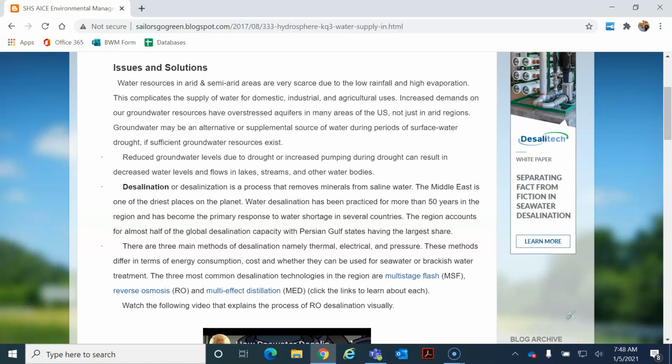Groundwater in places can be an alternative if you can find it, but there are places where aquifers just don't exist, where there's not an underground supply of water. So people have to come up with alternatives.